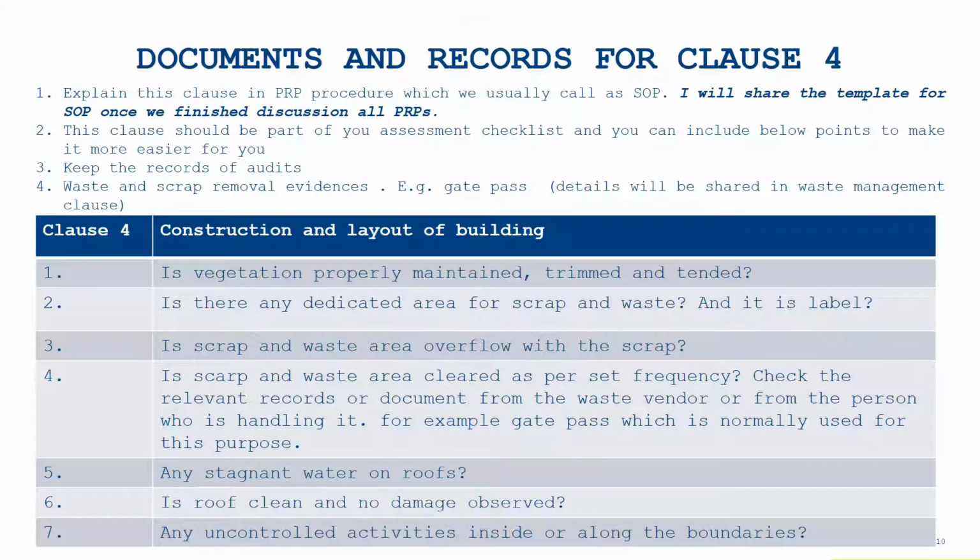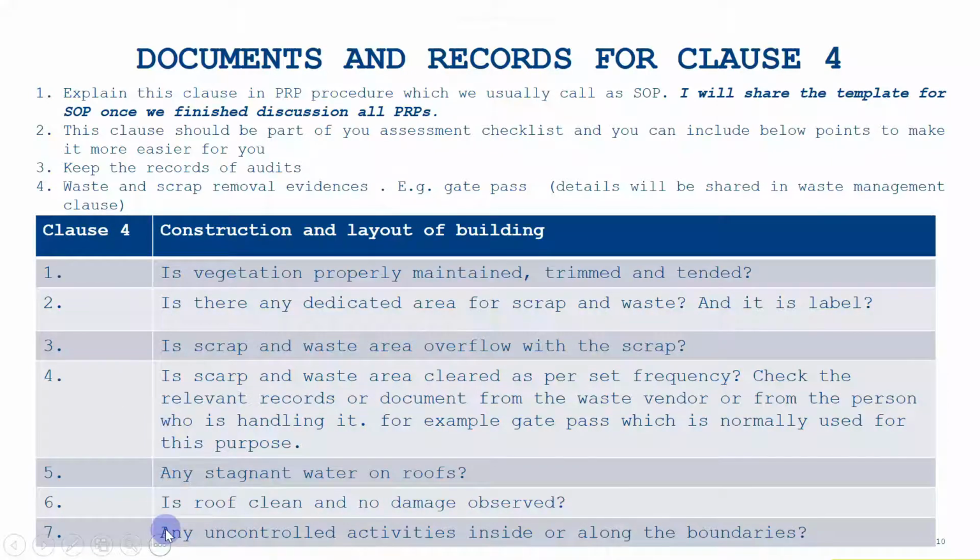The first point is whether vegetation is properly maintained, trimmed and tended. The second point is whether there is a dedicated area for scrap and waste, and whether it is labeled. Is the scrap and waste area overflowing with scrap or waste? Is the scrap and waste area cleared as per the set frequency? Check the relevant records or documents from the waste vendor or the person responsible for handling waste management. Then you need to check during your internal audits whether there is any stagnant water on roofs after rain, and whether the roof is clean and no damage is observed.